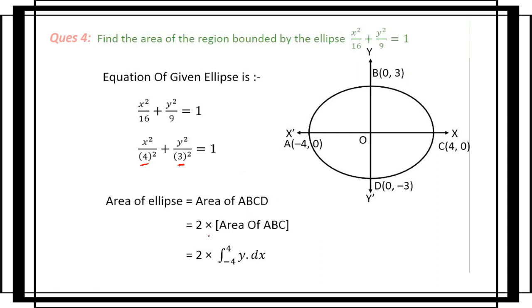Area of the ellipse, can we say that it is the area of ABCD, right? Or simply we can say 2 into area of ABC. If we find the area of this region and then multiply with 2, or simply if we find the area of this portion BOC only, and then multiply with 4, it's one and the same thing, right? So what are we going to do? We are going to apply the limits now. If we are taking 2 into the area of this part, area of ABC, so limits are definitely from minus 4 to plus 4, y dx.